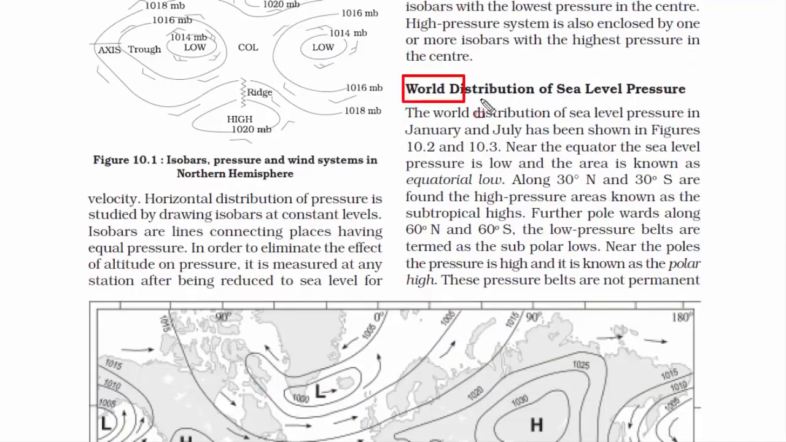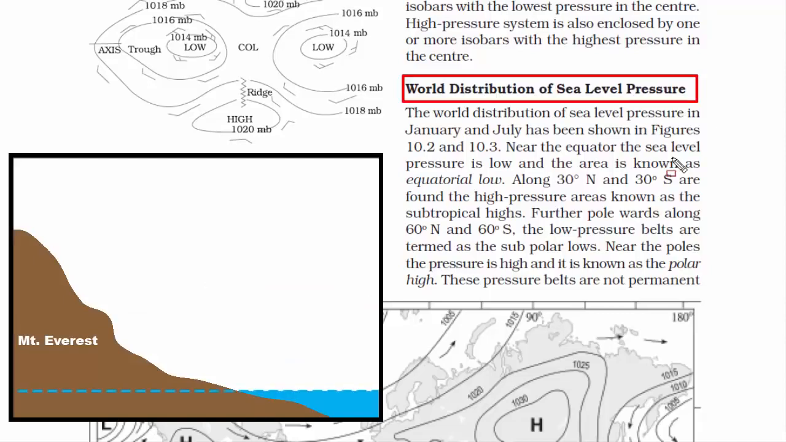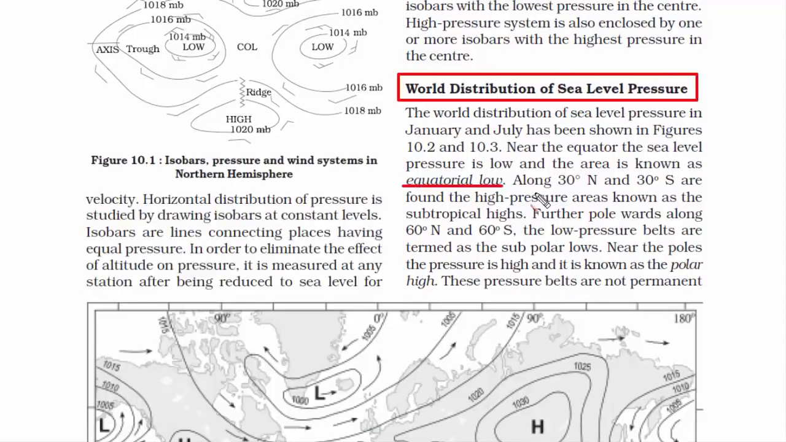Let's go to the next topic, world distribution of sea level pressure. So when you hear the word sea level, I'll just show it to you with an illustration. Sea level means the level of the sea surface. It is used in figuring out the height of geographical features such as hills and mountains, and it is used as a universal standard. So basically we use the sea level as a standard scale to determine the height of various physiographical structures.